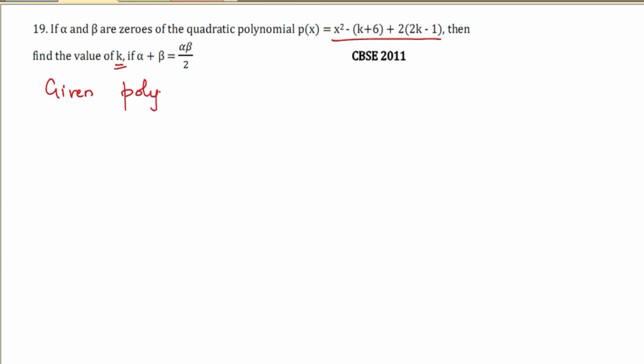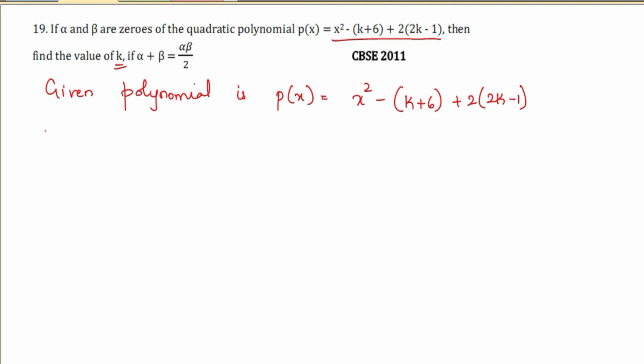Given polynomial is p of x, which is equal to x square minus (k plus 6)x plus 2 into (2k minus 1). Okay, so this is the given polynomial. Now in this polynomial we have the value k. We are supposed to find the value of k now.